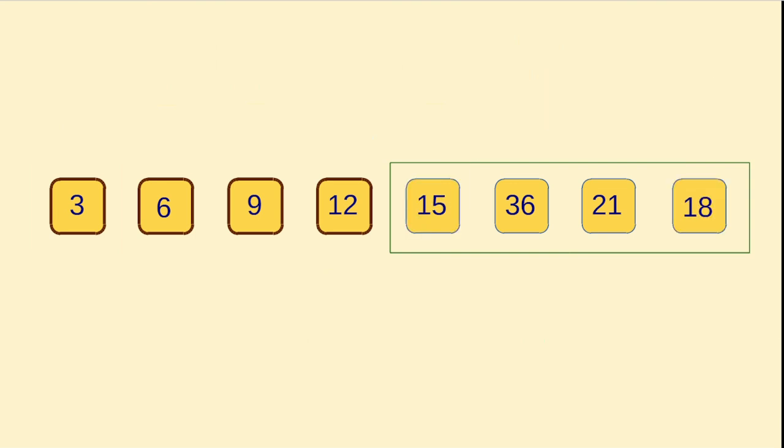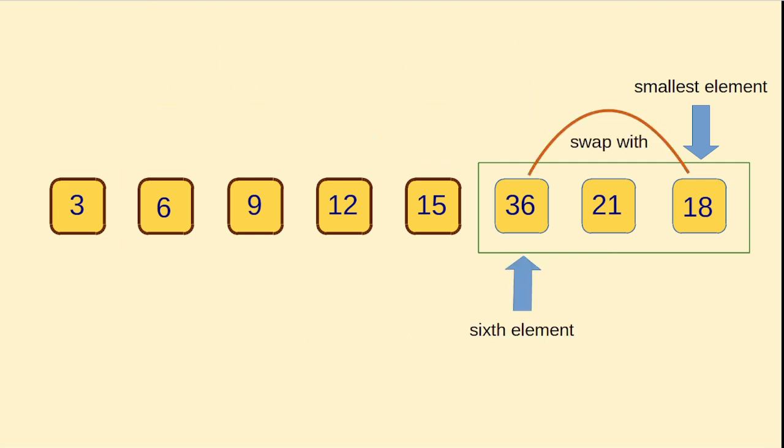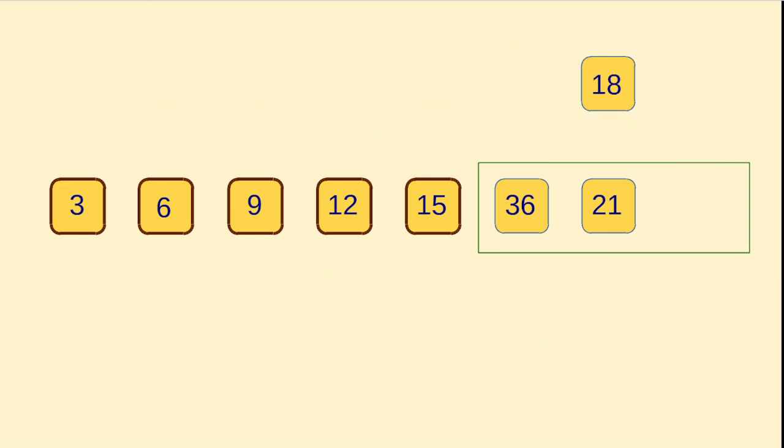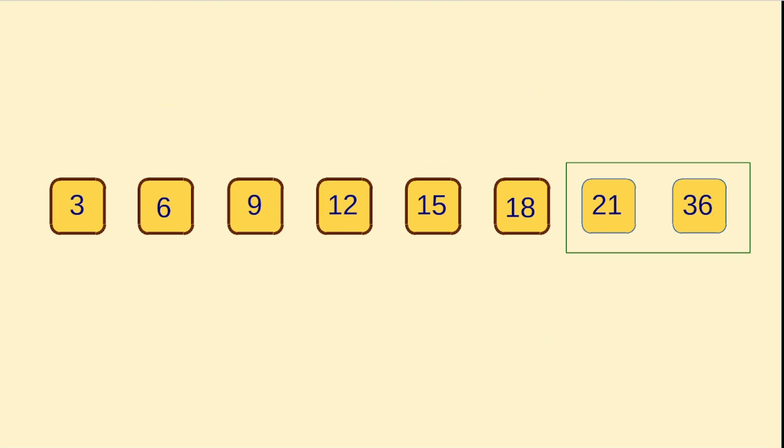Having swapped, we lock 15, and following the same process we find the smallest element, which is again 18, and we decide to swap with 36, the sixth element. Having swapped, we have 18 placed in the position where the 36 was before, and we lock 18, and again we follow the same process. We find the smallest element in the green rectangle, which is 21, and it is the first element, so we decide no swapping, direct locking.